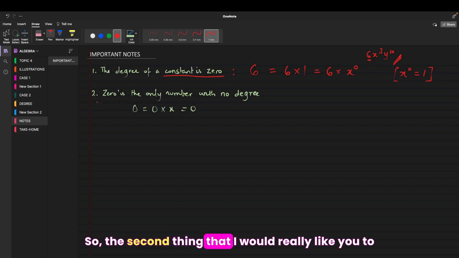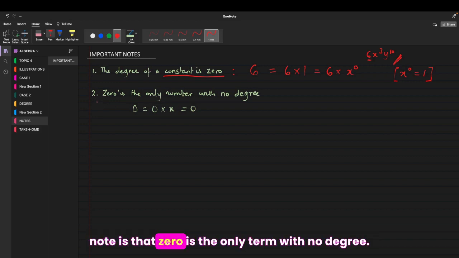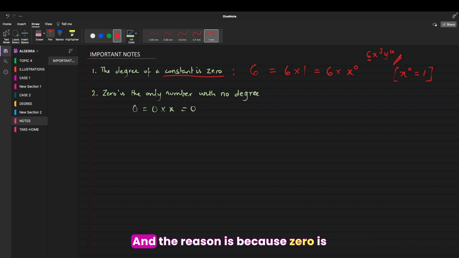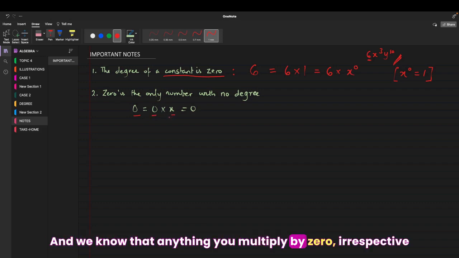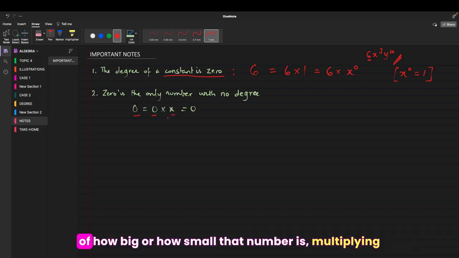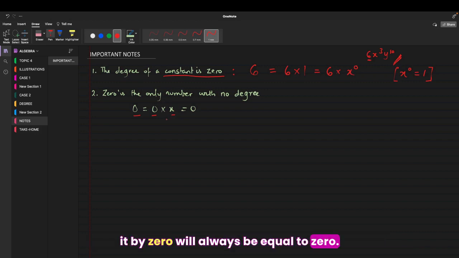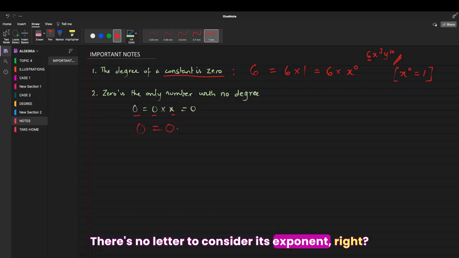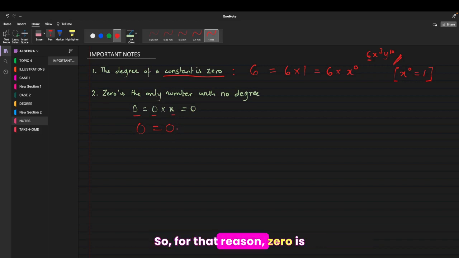So the second thing that I would really like you to note is that 0 is the only term with no degree. And the reason is because 0 is equal to 0 times x, right? And we know that anything you multiply by 0, irrespective of how big or how small that number is, will always be equal to 0. So there's really nothing to look at, right? There's no letter to consider its exponent, right? So for that reason, 0 is the only number with no degree.